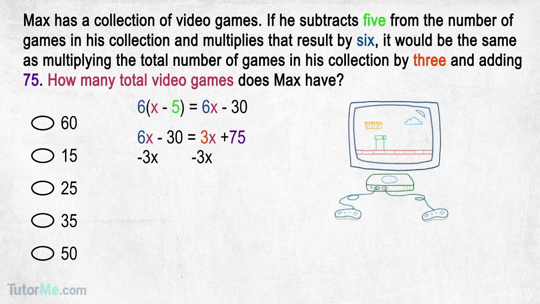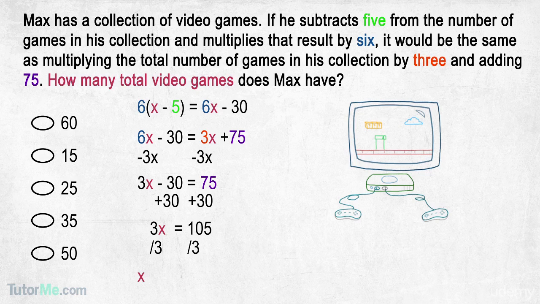Now subtract 3x from each side and we have 3x minus 30 equals 75. Add 30 to each side and we have 3x equals 105. Divide each side by 3 so we can get x on its own. We're left with x equals 35, and that's our answer.